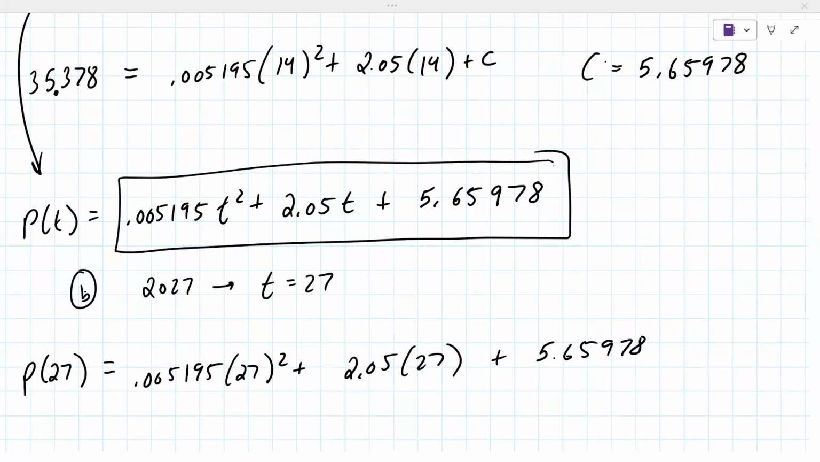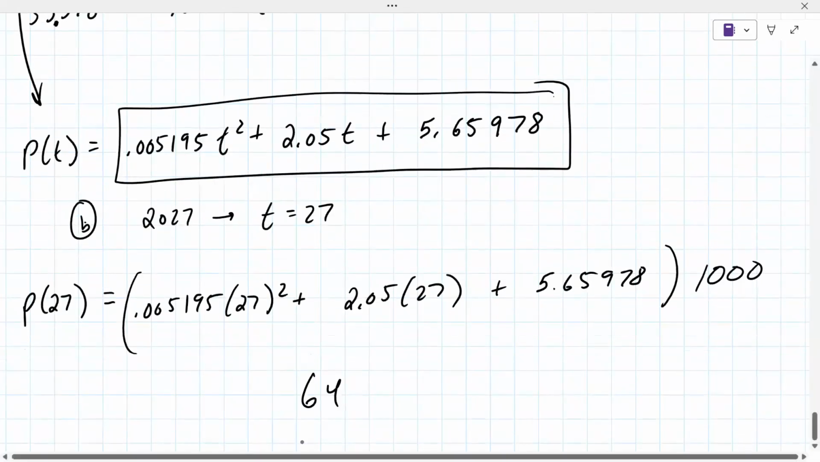All right, so I'm going to multiply that by 1,000. So it ends up being you have to multiply this by 1,000 because it says in thousands. 64,797.